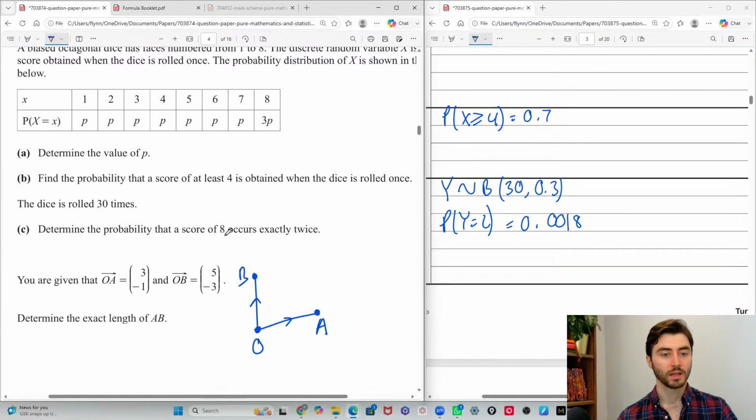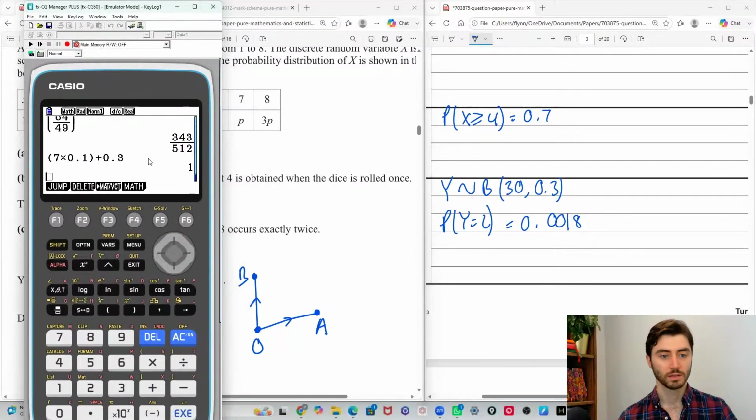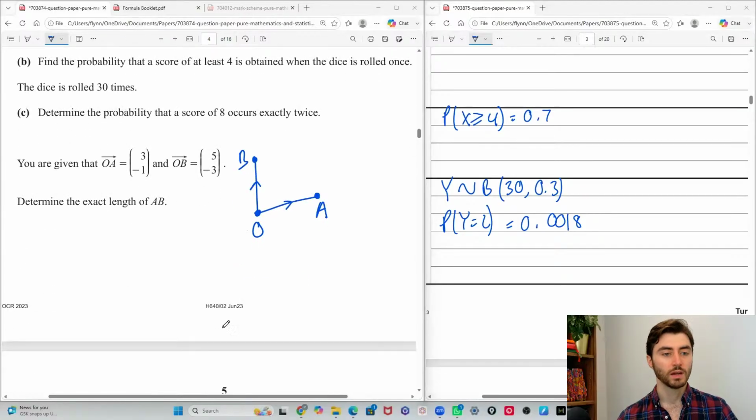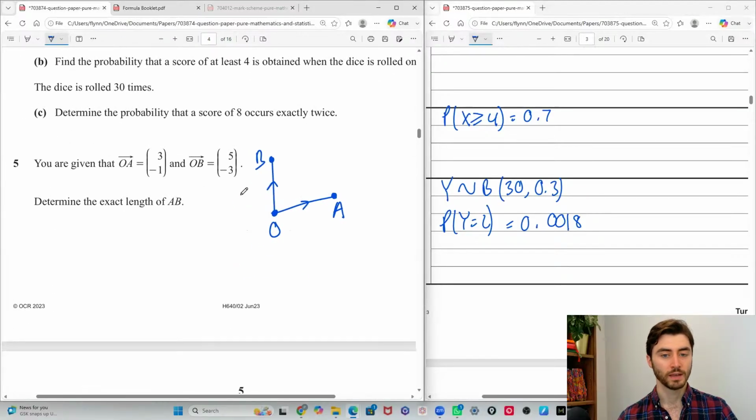Determine the probability of an 8 occurring twice. This is just rerunning, to be honest. I'm not going to do that. I did it before.